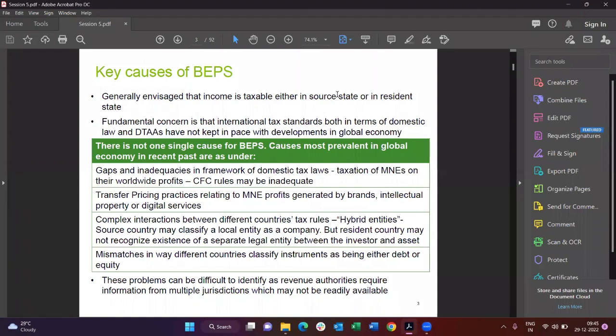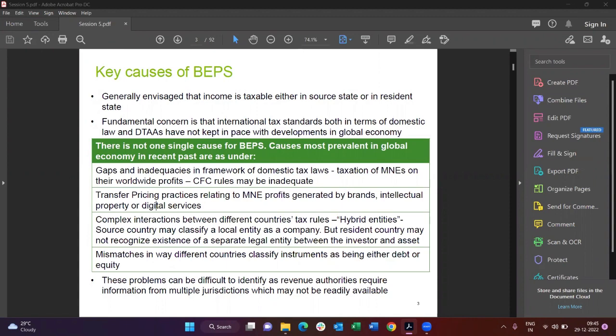This OECD action plan was focused on three main pillars. The three pillars were coherence, substance, and transparency. Coherence means integration of domestic law with the international level. So between domestic law and international treaties, there are many loopholes. So we wanted to eliminate the loopholes and bring integration among them.